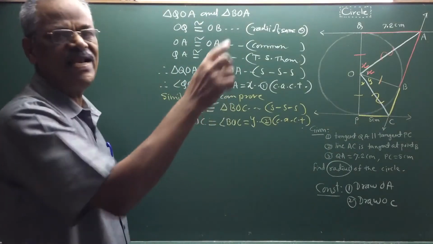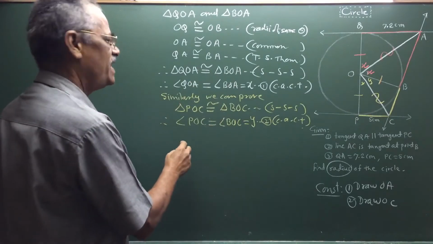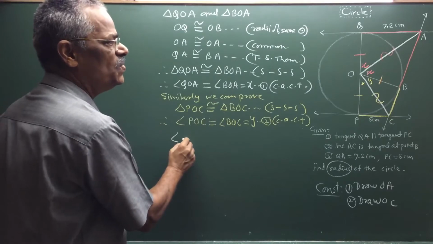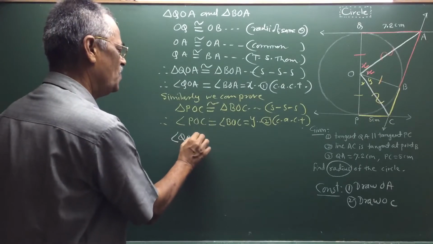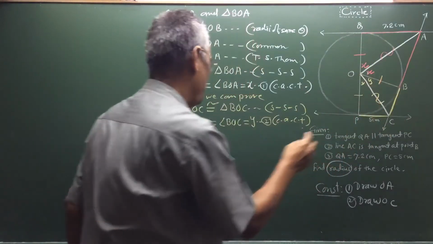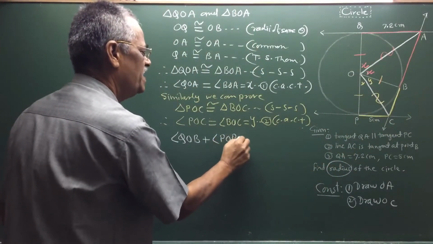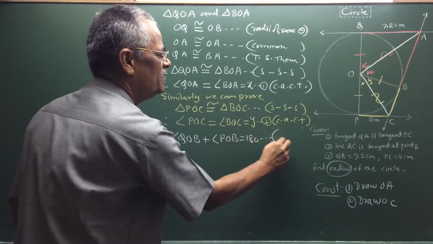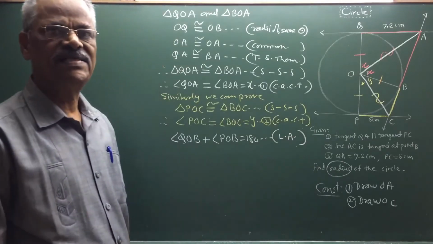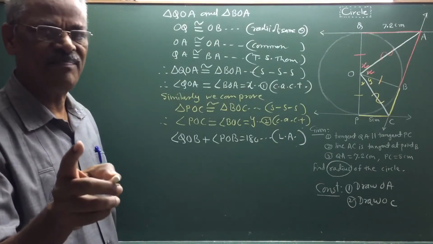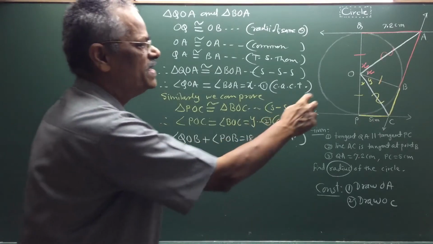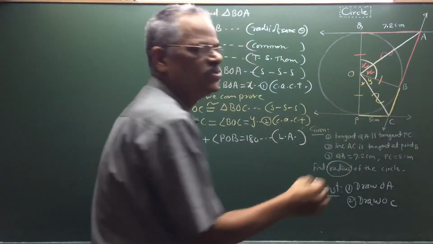So you can use the linear angles there. What about the linear angles? Angle QOB plus angle POB is equal to 180. You can write: pair of linear angles. It is supplementary. A linear pair is always supplementary. But we know that QOB is 2x.